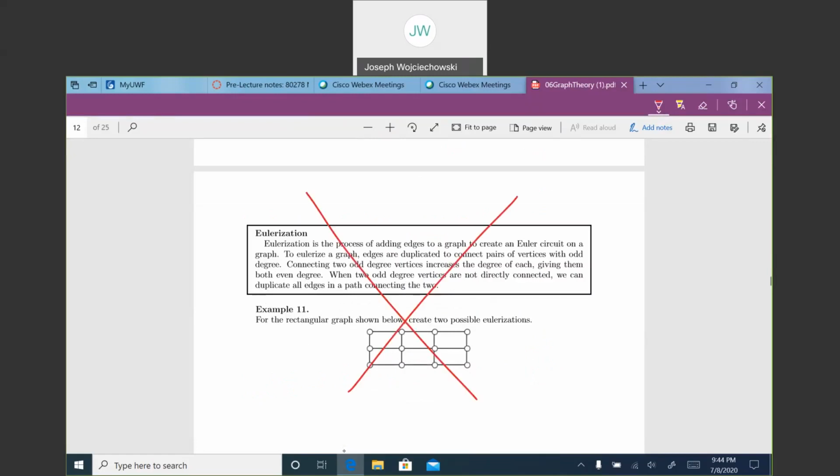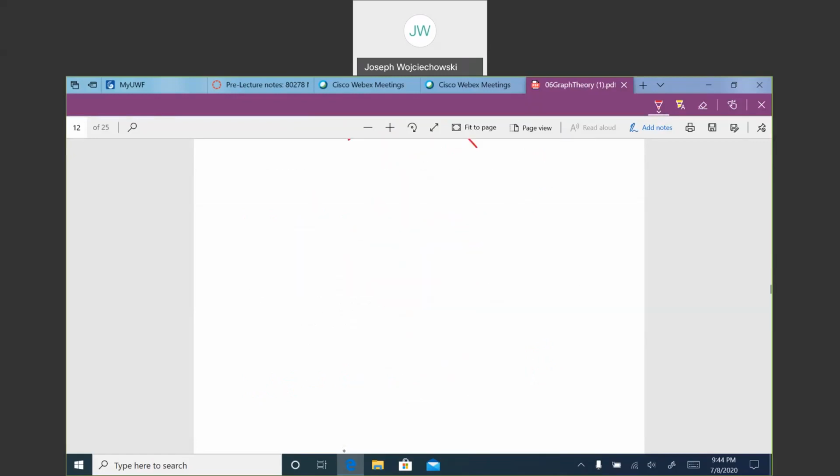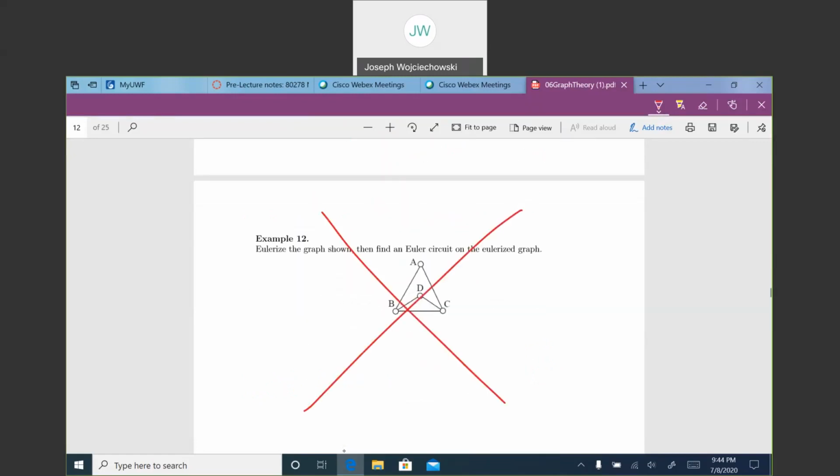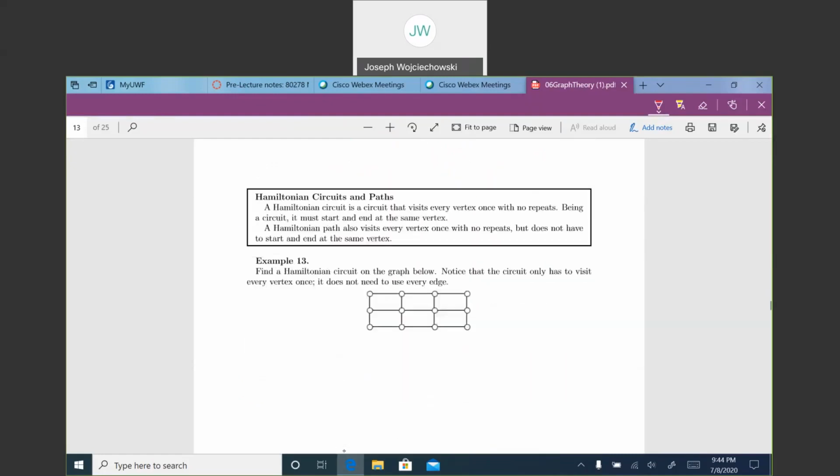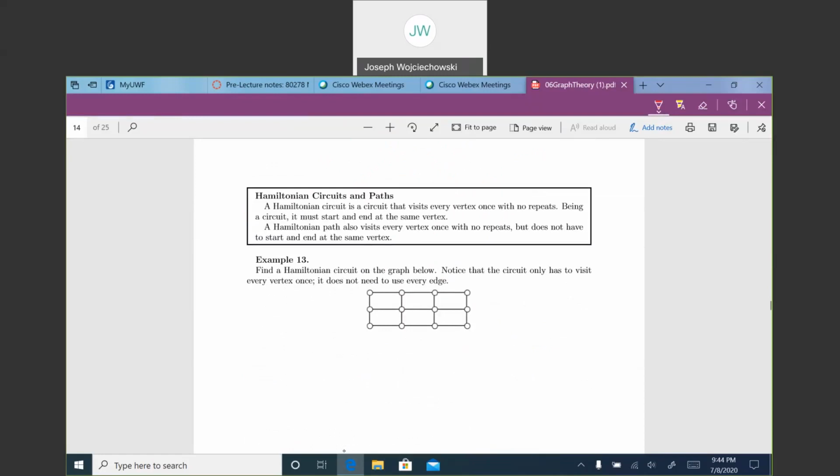Okay, I don't do this Eulerization. You can read up on it if you want, but I don't use it. Next, they call it Hamiltonian. I learned it as Hamilton. So if I mess up and call it Hamilton, I mean Hamiltonian.